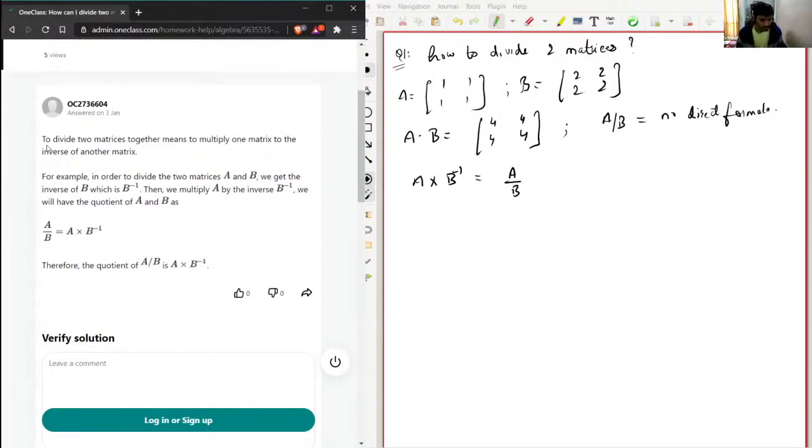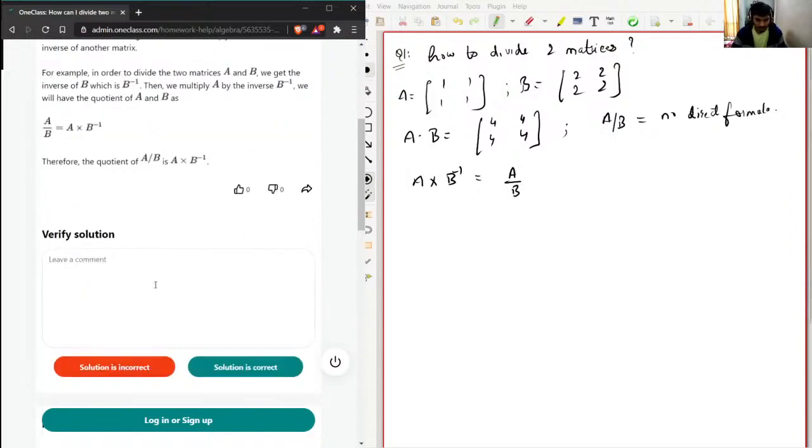So let's see the solution given here also. To divide two matrices together means to multiply one matrix by the inverse of the other matrix. For example, in order to divide the two matrices A and B, we get the inverse of B, which is B inverse, and we multiply. So this is the answer. Basically, we go for the indirect approach: we take the inverse of the second matrix first, and then we multiply that inverse with the first matrix. That is pretty much all for this question.